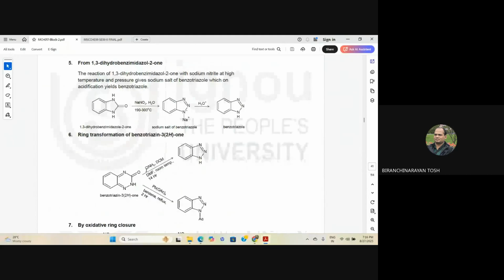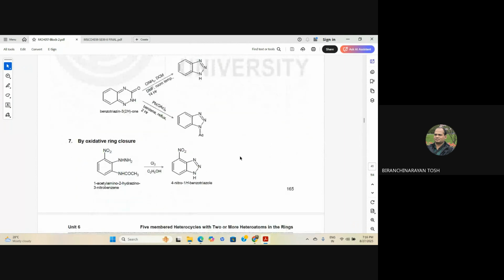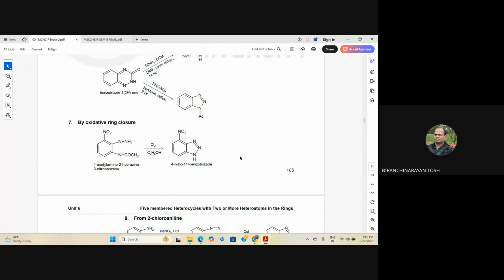Ring formation of benzotriazine: benzotriazin-1-one, 2H, upon reaction with chloramine in DCM or lead acetate gives rise to substituted benzotriazole. Then oxidative ring closure: 1-acetylamino 2-hydrazino 3-nitrobenzene when reacted with chlorine in presence of ethyl alcohol as a solvent gives 4-nitro 1H-benzotriazole.